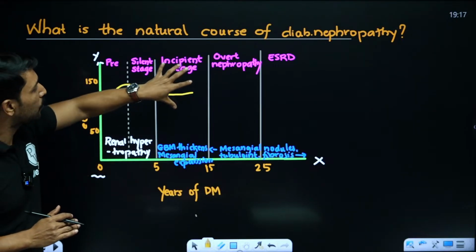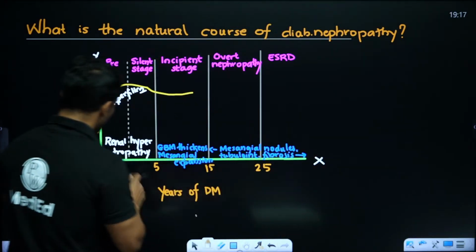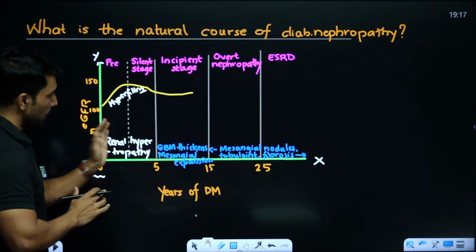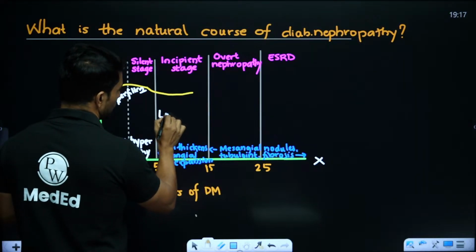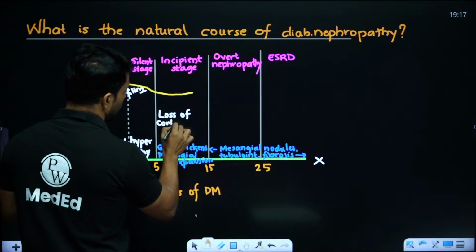Now, how do I diagnose at this stage, incipient stage? Now, this renal hypertrophy that I was seeing in the silent stage, it will show up in the incipient stage as loss of corticomedullary differentiation.